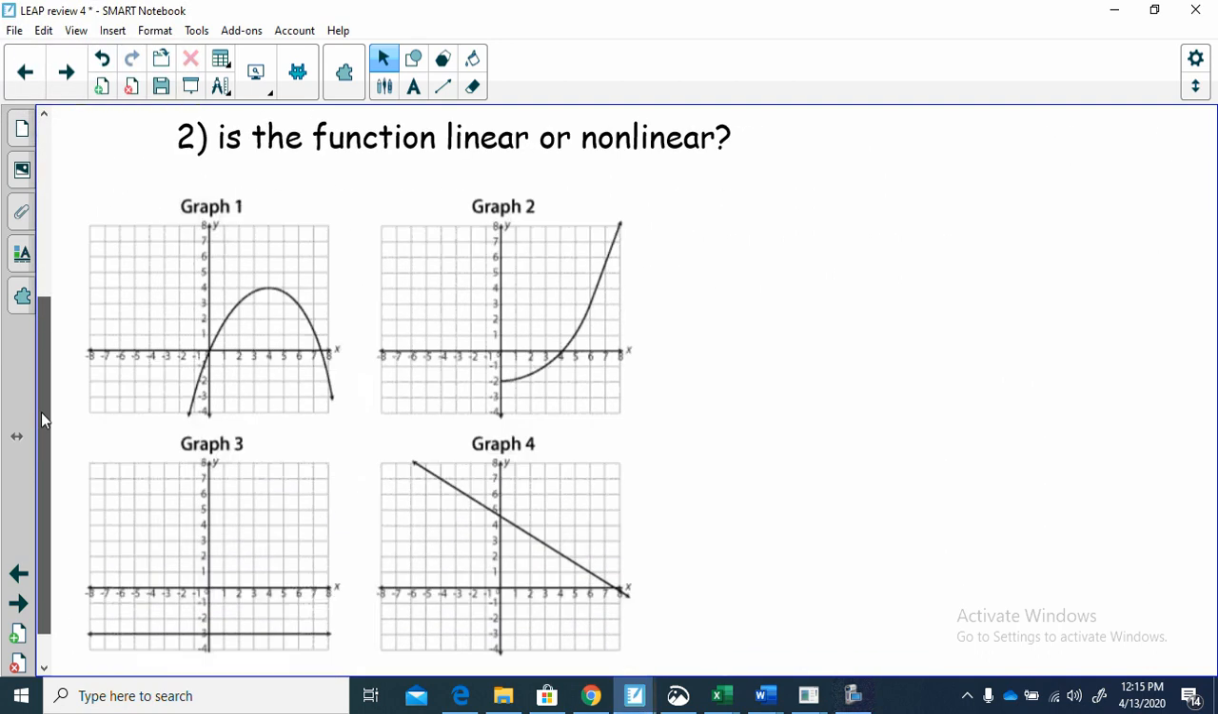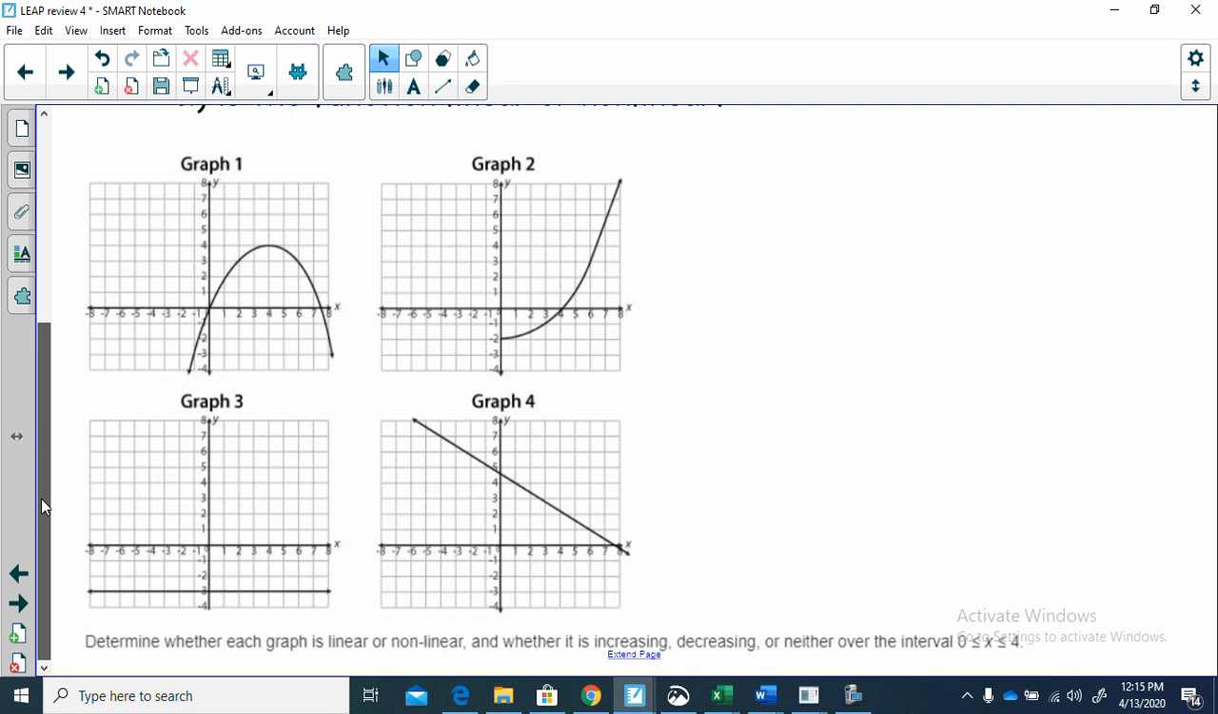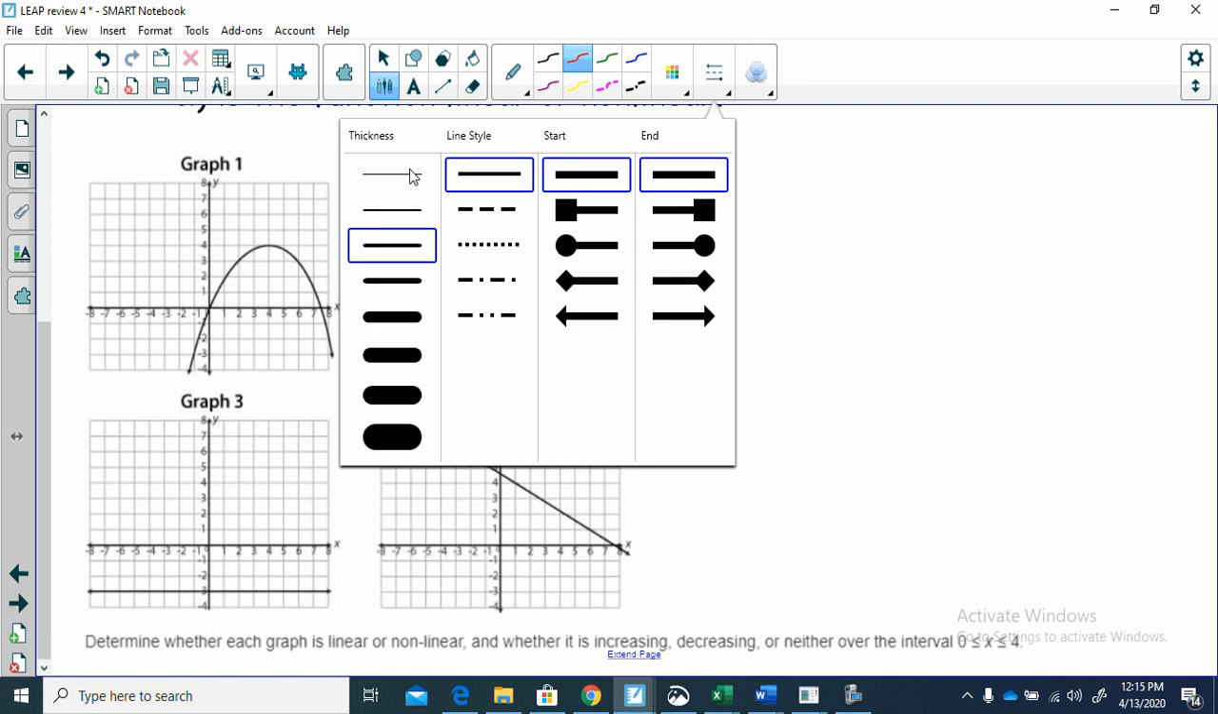Let's look at these. At the bottom, it tells us to determine whether each graph is linear or nonlinear, and whether it is increasing, decreasing, or neither over the interval for x between 0 and 4. So we're talking about x between 0 and 4. Make sure we find just that interval, x between 0 and 4.